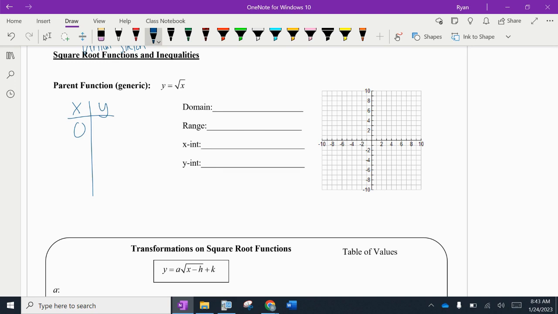What times itself is equal to 0? 0. So there's our first point. Like the parabola, this one's going to go through the origin, (0, 0). All right, let's try another one.